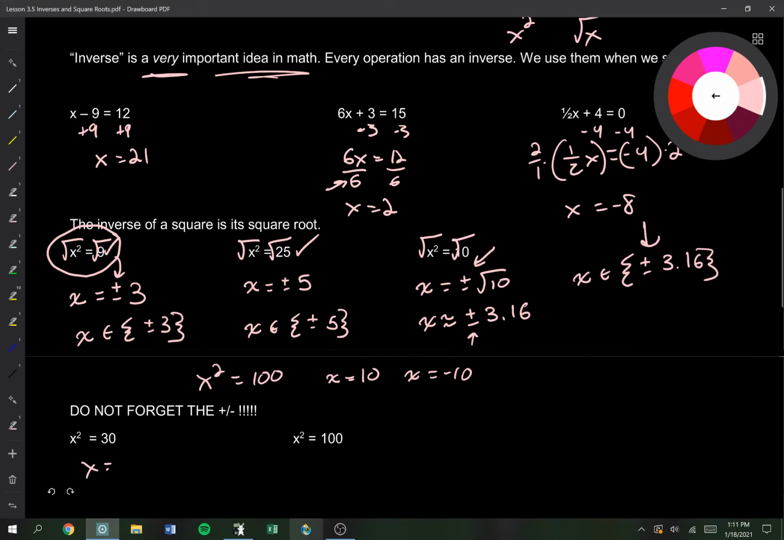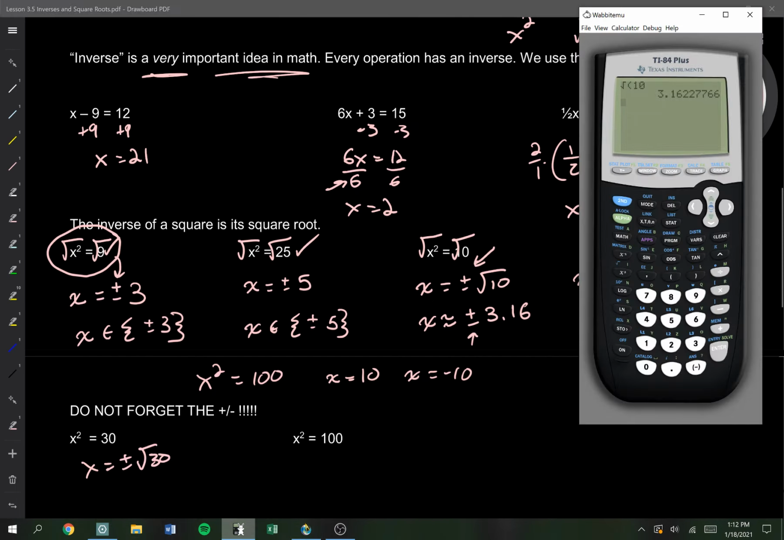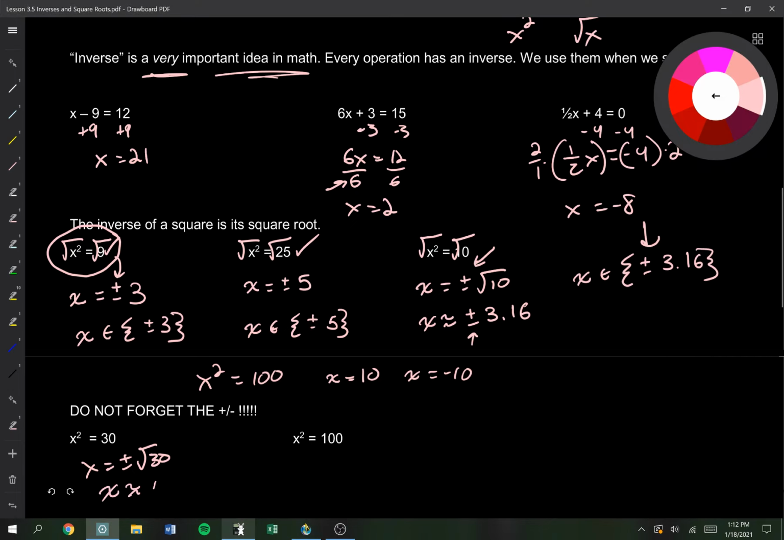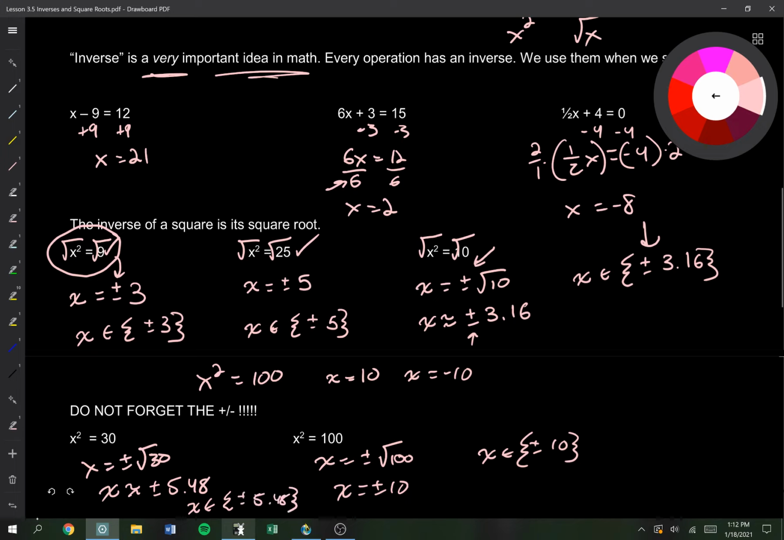If x squared equals 30, then x equals plus or minus whatever the square root of 30 is. If x squared equals 100, x equals plus or minus the square root of 100, which I should just be saying as plus or minus 10. Don't forget that plus or minus when you're solving.